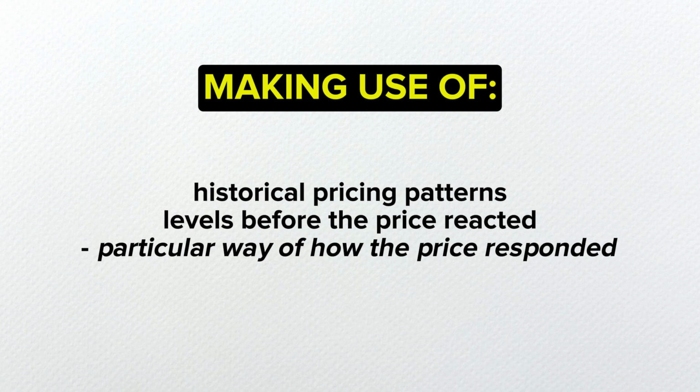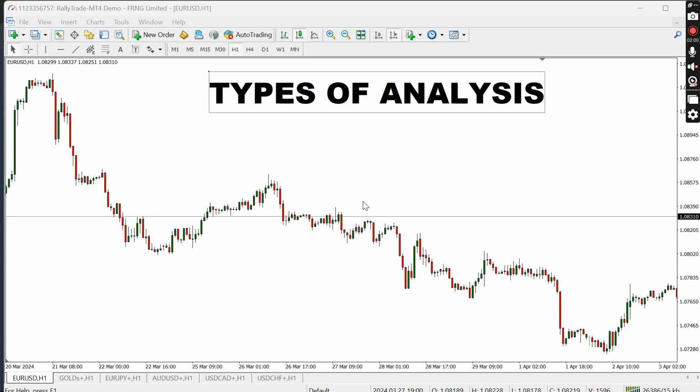You're trying to check the history, what price has done. Is there a particular pattern that has formed in the past? Is there a particular way price responded or reacted to a particular level when it got there previously in the past? Those are the things you check out. Then you can make a predictive analysis. You can have an expectation of what price will do in the future. So let's look at a brief example.